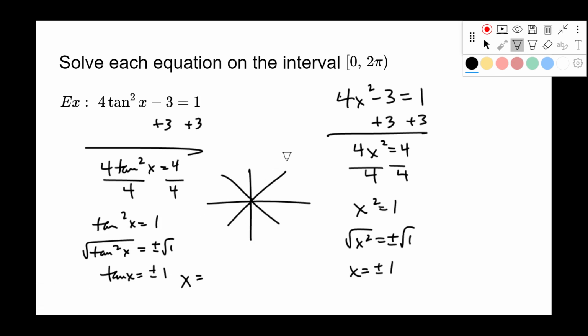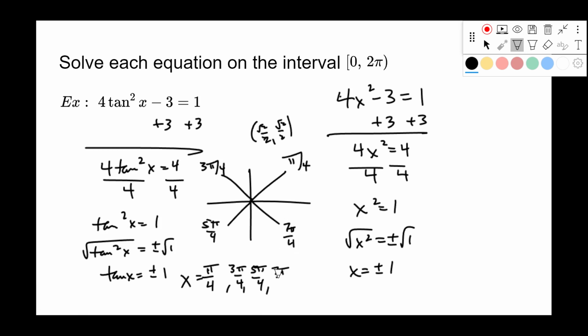The reference angle is pi over 4, right? Where it's root 2 over 2, root 2 over 2, y over x would give me 1. So pi over 4 is an answer. In quadrant 2, that's 3 pi over 4. In quadrant 3, that's 5 pi over 4. And in quadrant 4, that's 7 pi over 4. And there are my 4 answers to this problem.